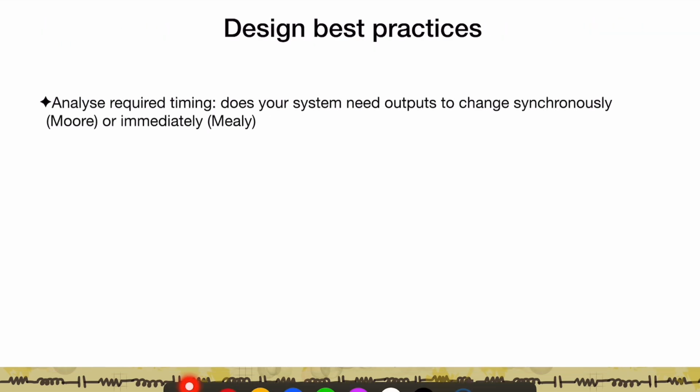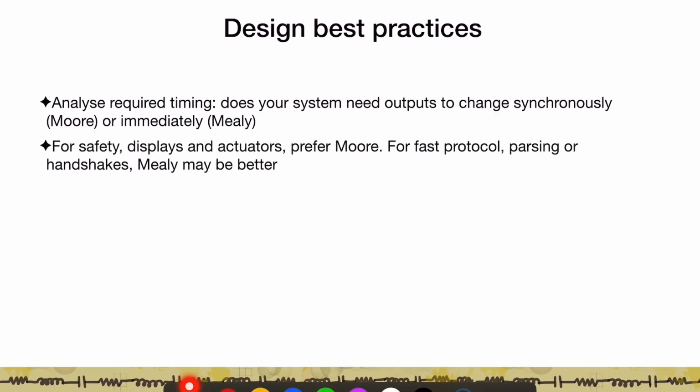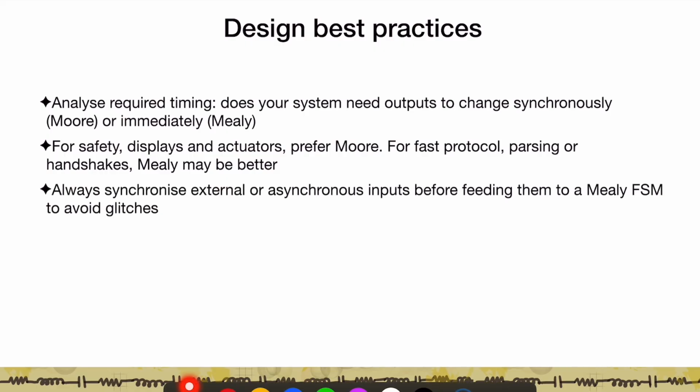So what are the design best practices typically? First thing is to analyze the required timing and figure out if your system needs inputs to change synchronously or immediately. So that gives you a first clue as to which style would work for you. For safety, displays, actuators, etc. prefer a Moore kind of design, whereas for fast protocol, latency-driven applications, as I mentioned, a Mealy might work better for you.